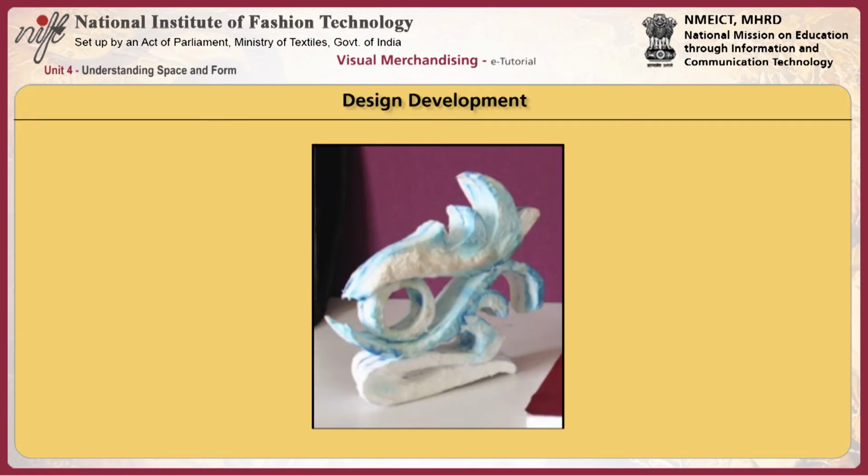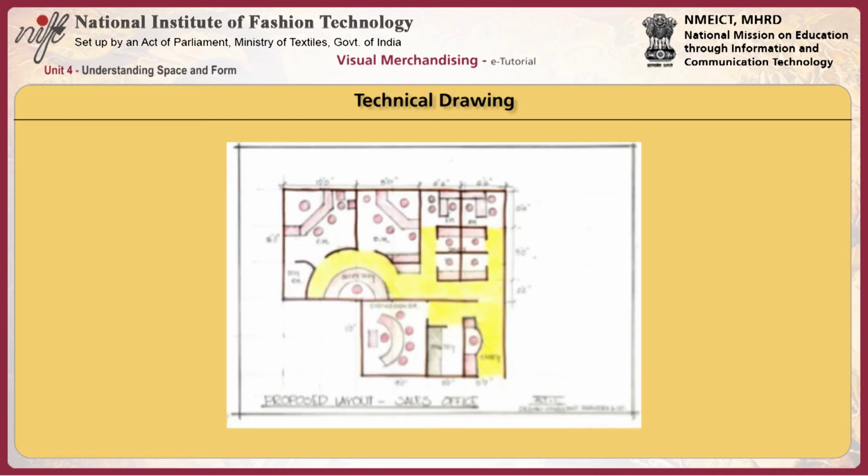The next stage is the design development stage. The design development team coordinates the creative ideas and makes them feasible by studying the feasibility aspect of it. So the first aspect of it has to be technical drawing. The technical drawing team makes the idea and designs reality by acting as a mediator between the design team and the construction or the execution team.